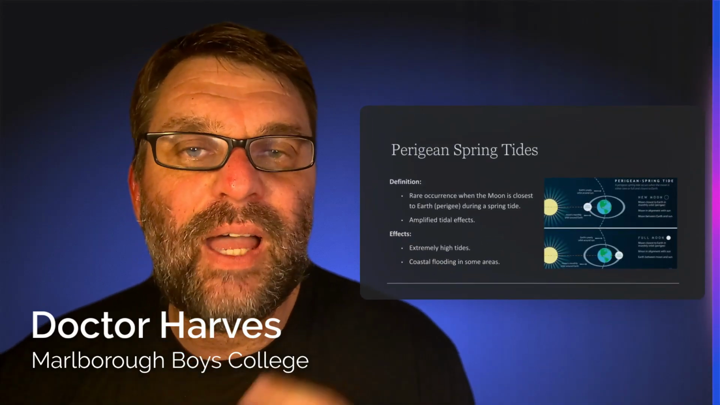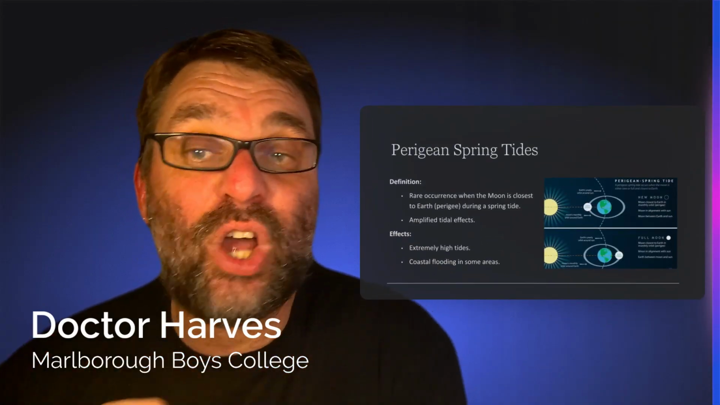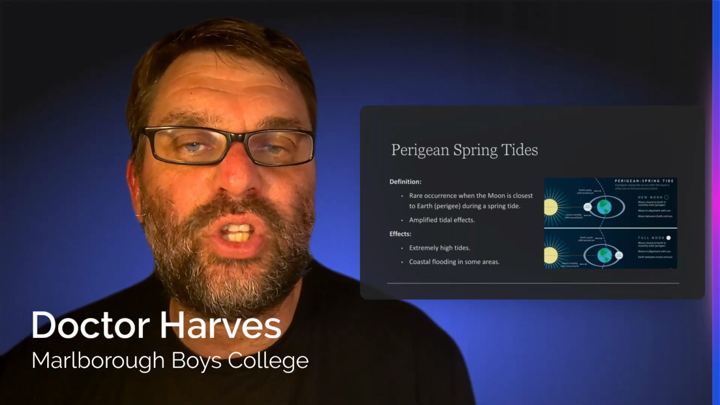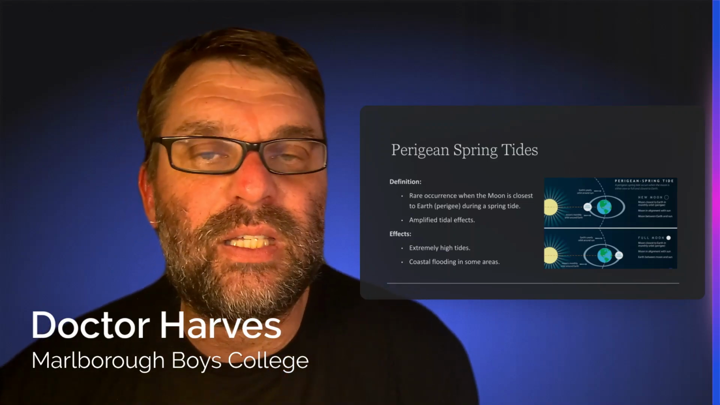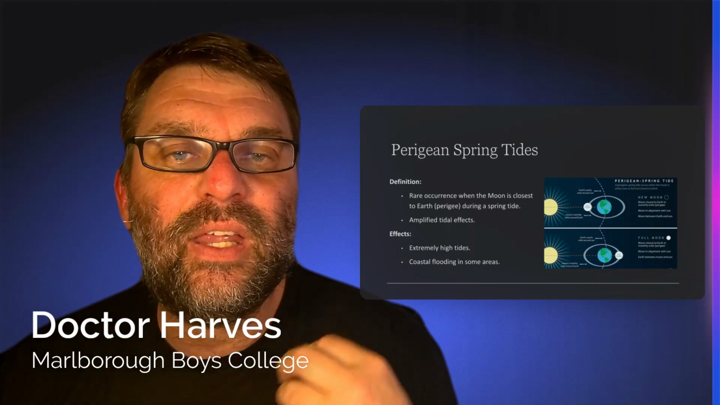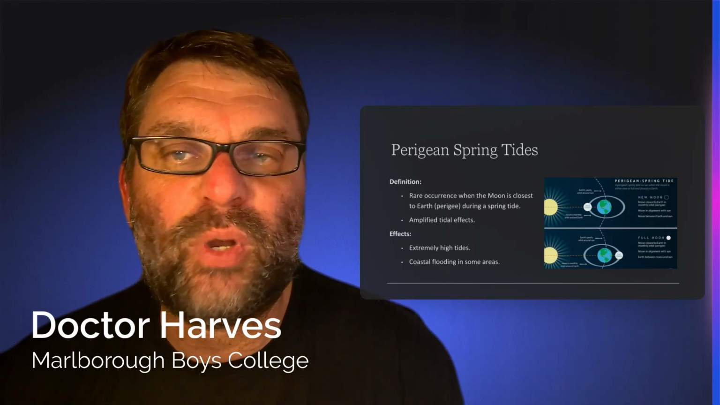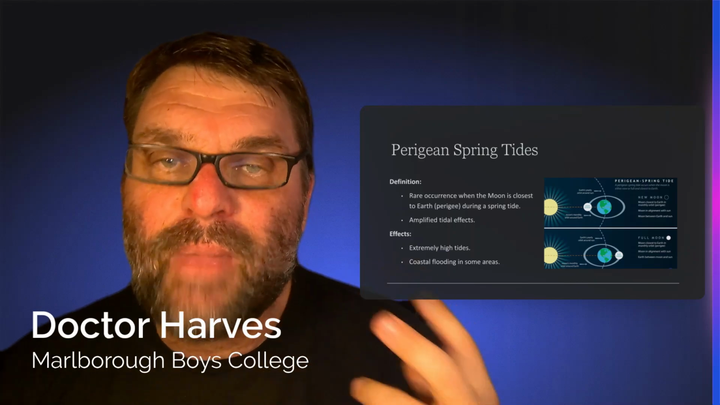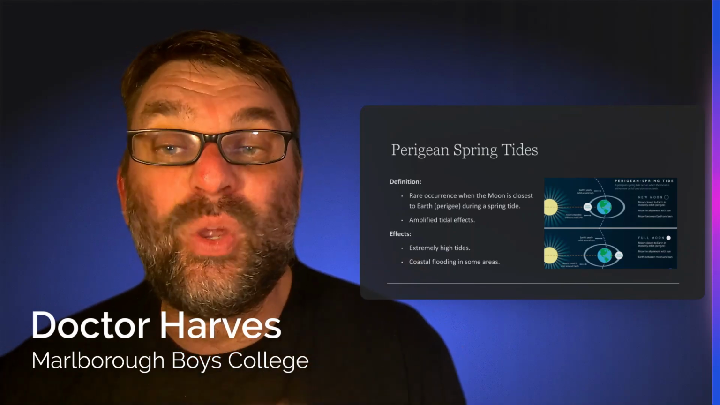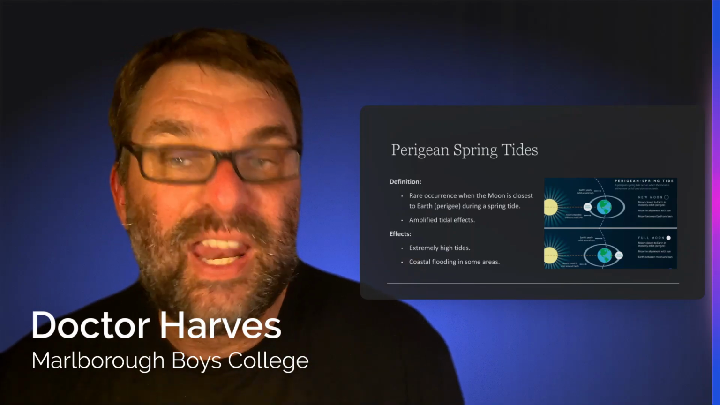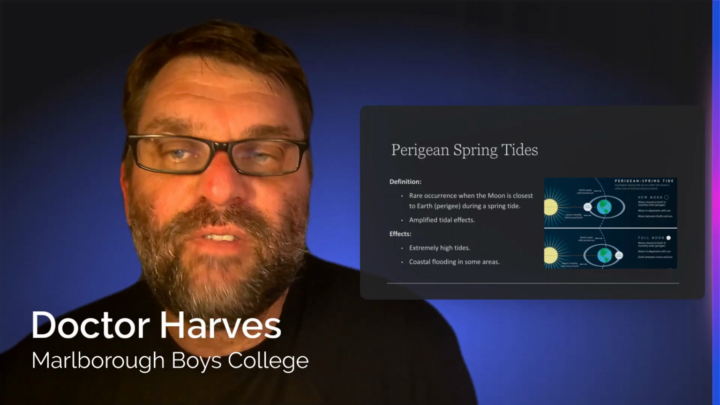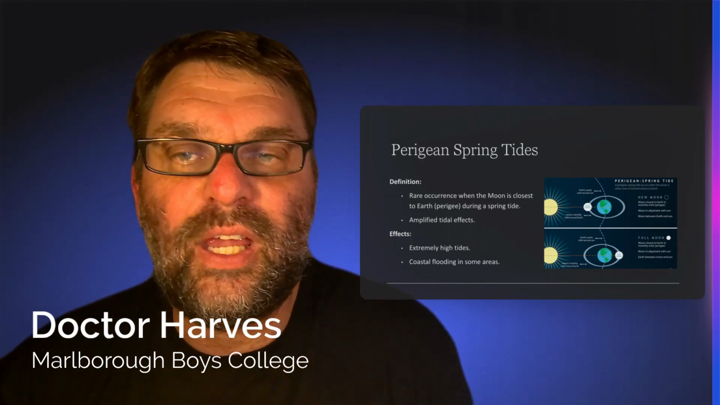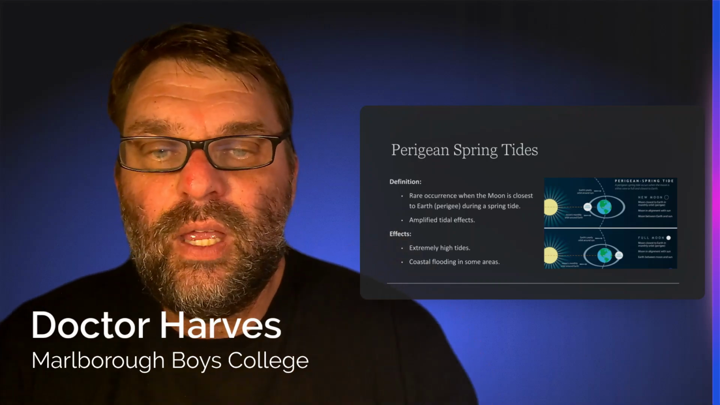And then we have perigean spring tides or king tides, the last example, and that's a rare occurrence when the moon is closest to the Earth, known of course from our last lesson as the perigee, and also has to happen during a spring tide, so when the Earth, Moon and Sun are all aligned together. And you get amplified tidal effects, so extremely high tides now and extremely low tides, and because of that, you sometimes get coastal flooding in some coastal areas when these events occur.